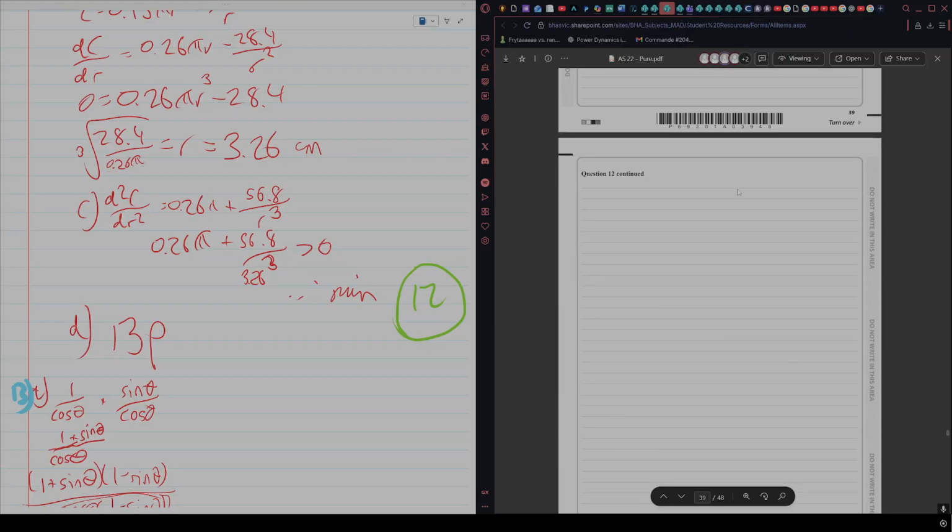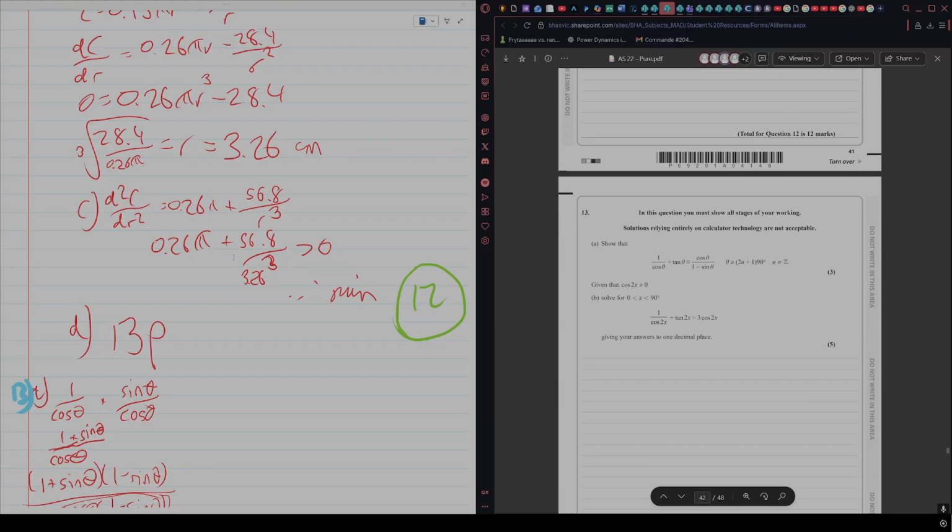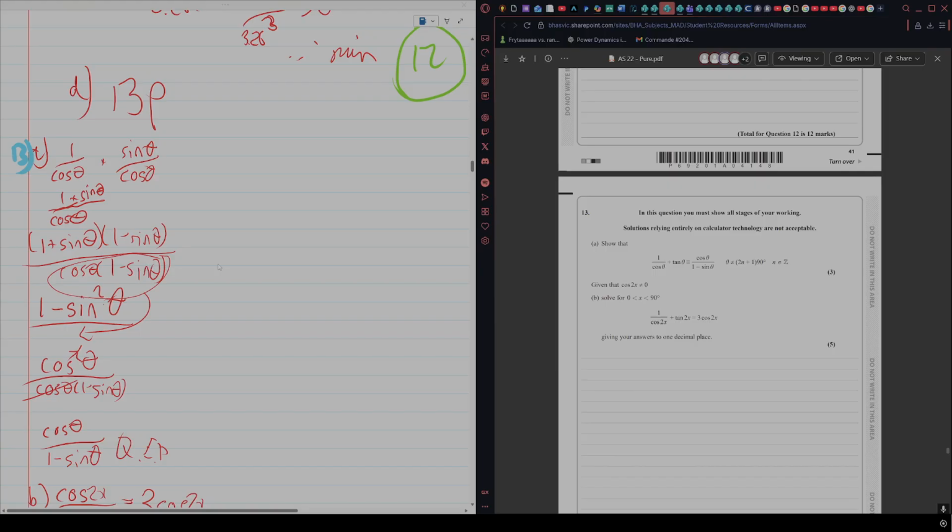Next question. So we have some trig. We have this first trig question. For this question, I just turned the tan into sine over cos, and then to combine the fractions, you get this.